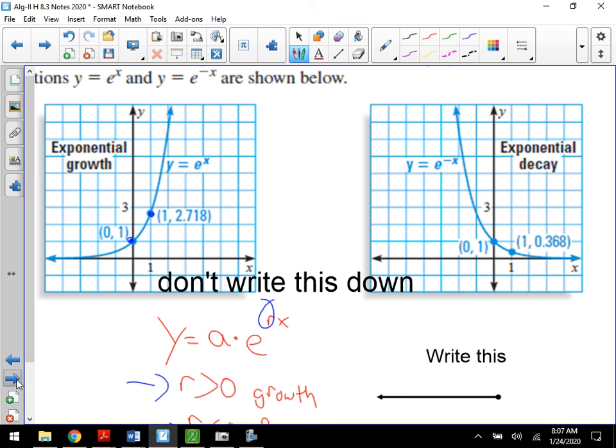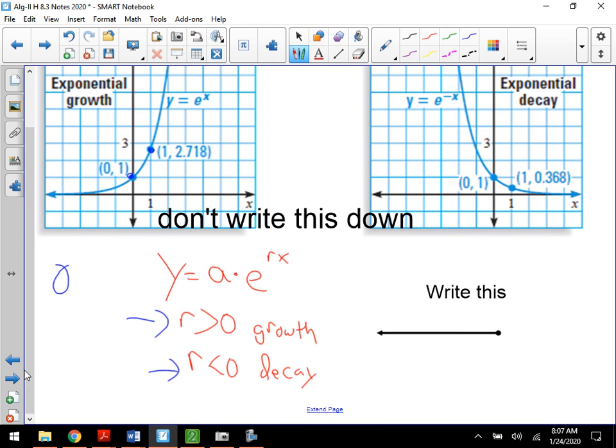Yeah. So the idea here is when we go to graph these, we're going to be graphing them in this generic form. It's a times e to the rx, where the r value denotes whether or not it's going to be growth or decay. So let's see, y equals a e to the rx. Now r, if r is greater than 0, it's growth. If r is less than 0, it's decay.